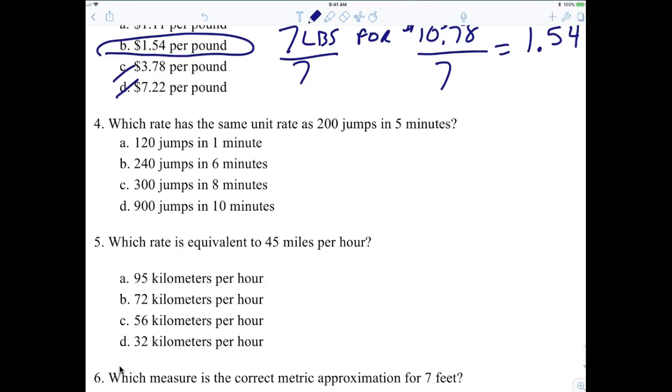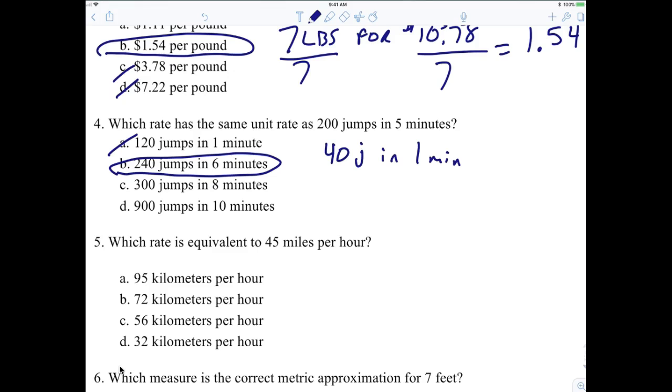All right? Now, which rate is the same as 200 jumps in 5 minutes? Well, if you do 200 jumps in 5 minutes, that means you do 40 jumps in 1 minute. So now, which one of those is the same? Well, it's not 120 in 1. It is B. Because if you go 240 divided by 6, you would get 40 jumps in a minute. Or, he's correct, you just added another minute, so you just added another 40 jumps. Lots of good information there.